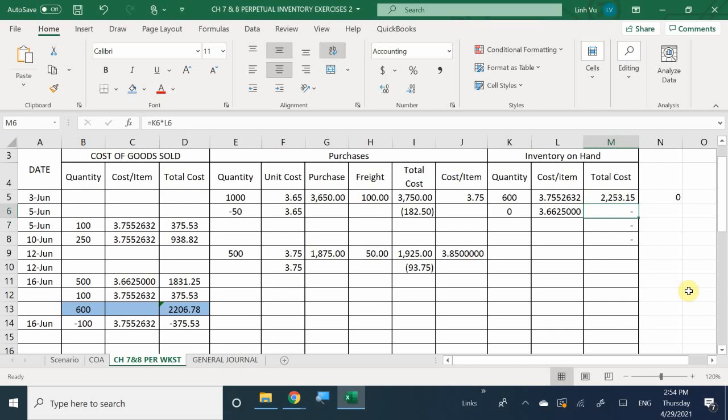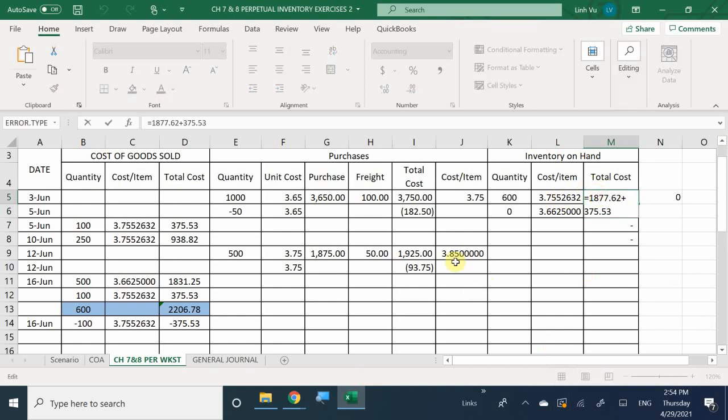Can you undo that and redo it? I just typed it in. I just added those two numbers together. So I just originally added my 1877.62 because that's what was my total cost in my inventory on hand. And I just added the 375.53 back into it.